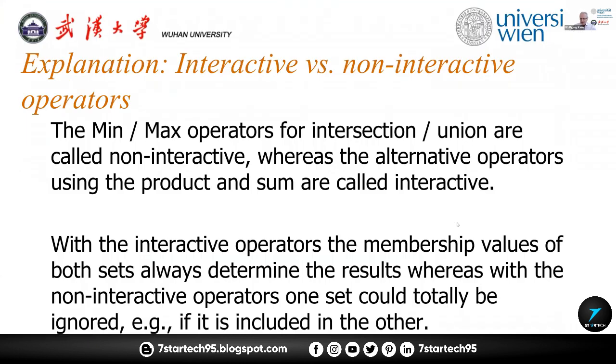So on that slide, you see the explanation in different words, but that's the major difference why some operators are called non-interactive and others are called interactive. As I also mentioned before, in most of the applications when we use fuzzy sets in GIS, we will use the interactive operators for union and intersection, and it's mainly intersection that we will use because the intersection operator basically corresponds to the overlay function in GIS.